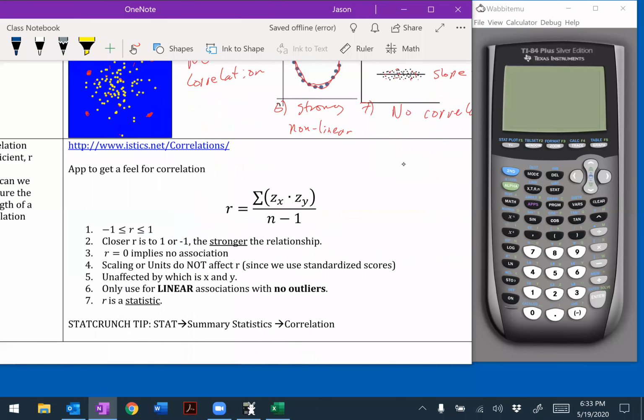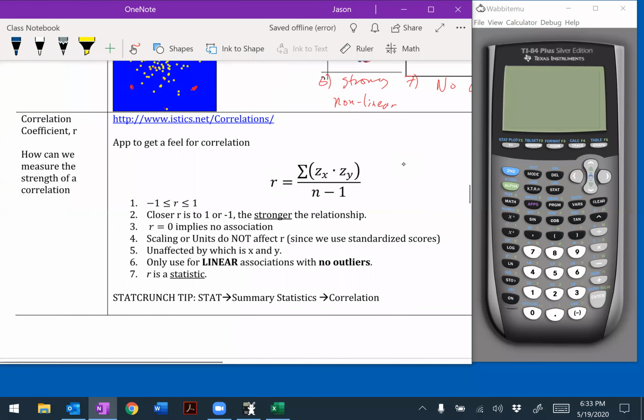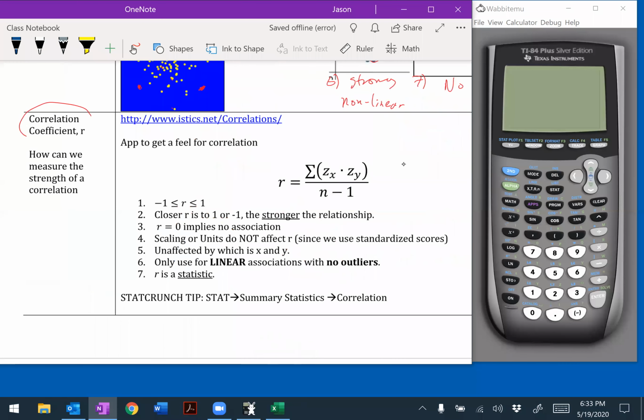Let's talk about the correlation coefficient, R. This is a measurement of how strong or how weak the relationship is for linear. This only works for linear associations, linear correlations. Then this is how it's computed. I'm not going to get into the computation. I'm going to let the calculator handle that for me.